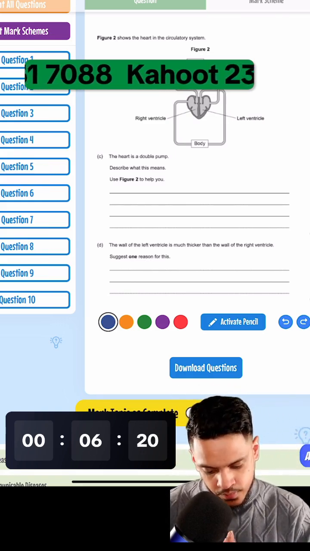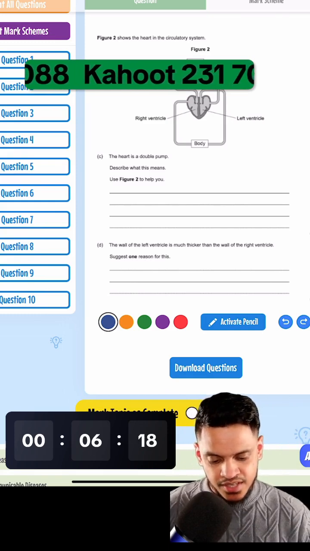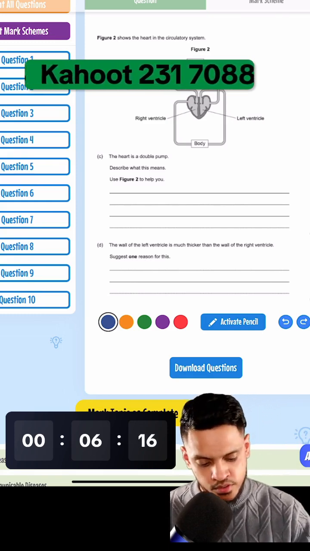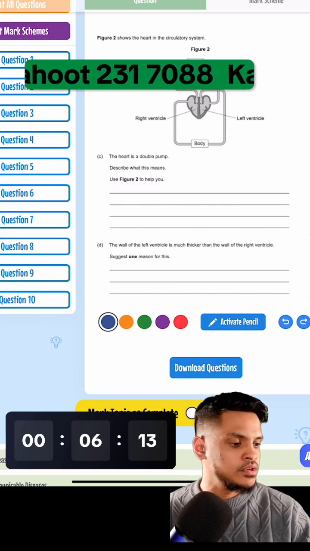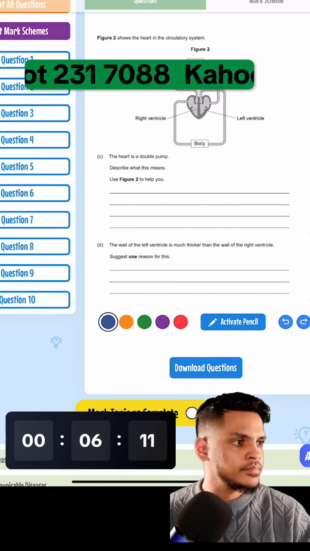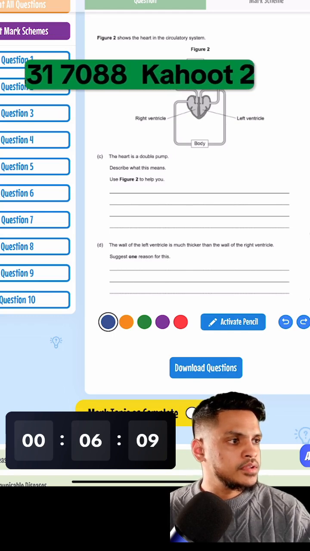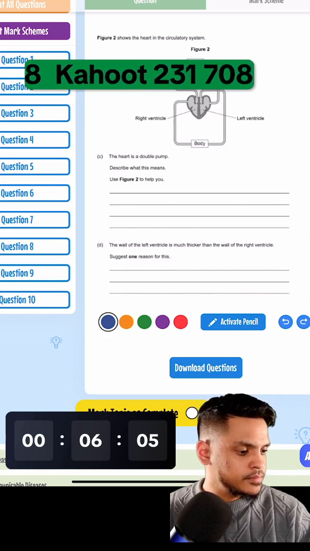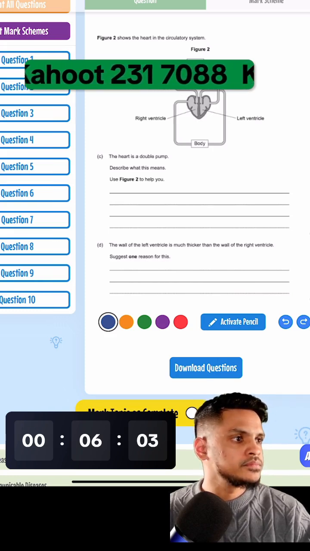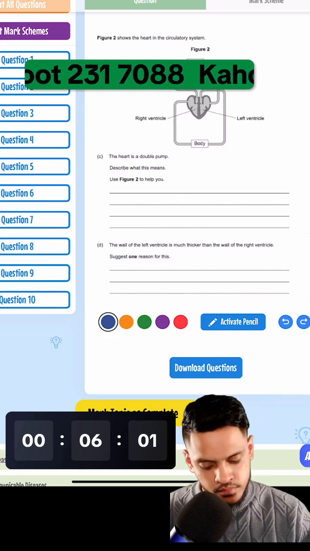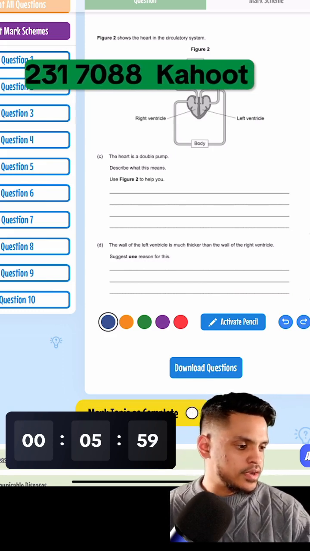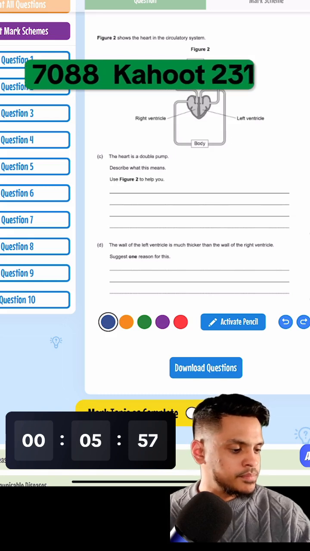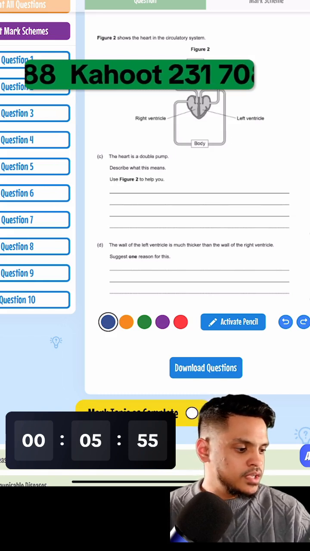The heart has a double pump. Describe what this means. What do you think a double pump means? For 2 marks. 2 marks means 2 points. Let me know what you think. 2 points. So there's 2 circuits, basically. 2 parts of it that pumps it to different areas.